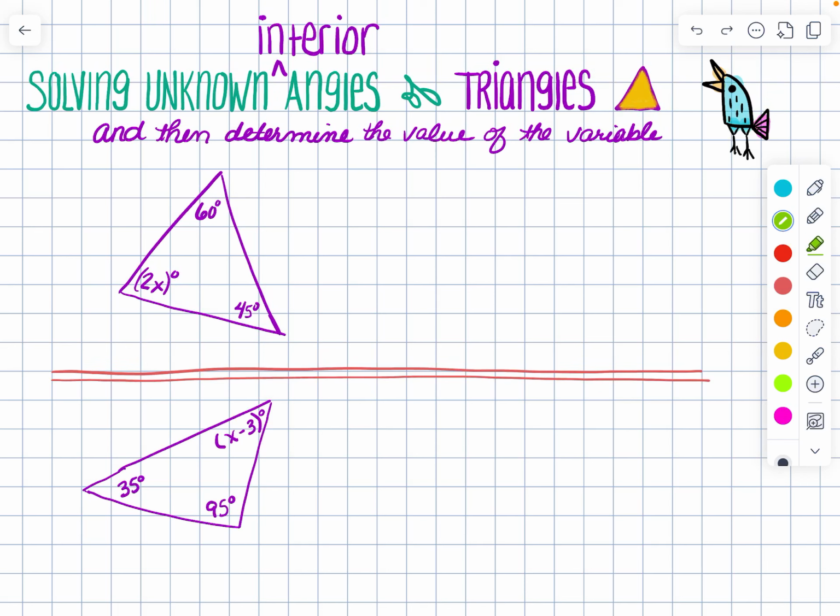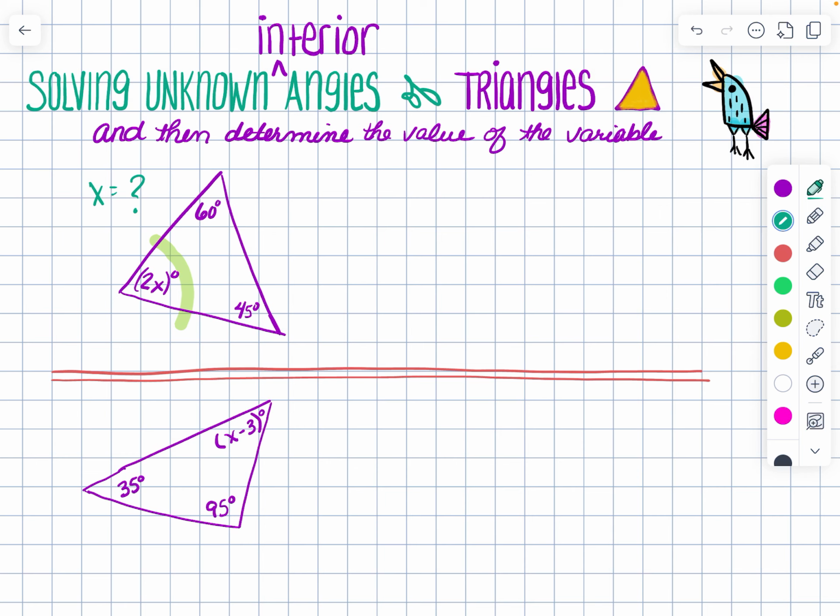We are going to be solving the unknown angle of a triangle with a little bit of a twist, because the unknown angle has a variable in it. And we're really looking for what is the value of that variable. So in this case, what is x equal to? All right, so let's start figuring this out.